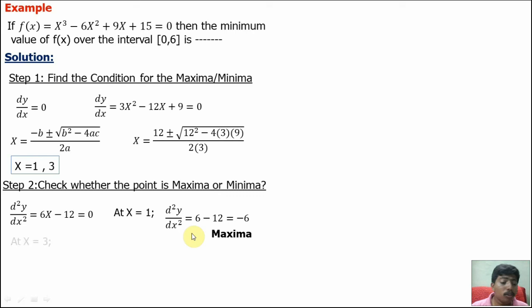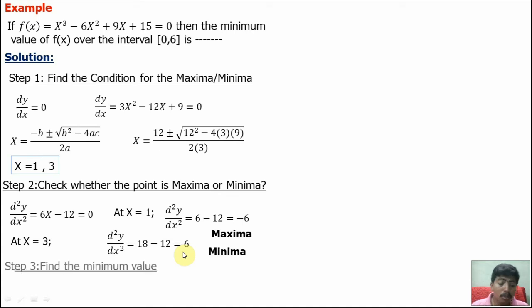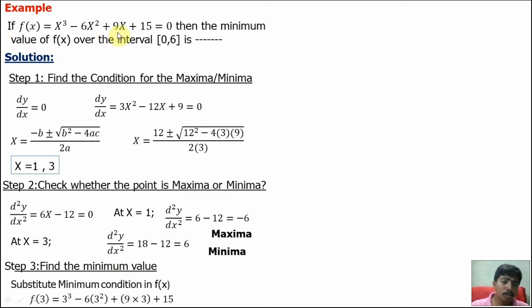Now check at x equal to 3. At x equal to 3, the second derivative value is 6 into 3, 18 minus 12, 6, a positive value. So it's a minimum value. At x equal to 3, the function has a minimum value. This is the condition, but we have to find the minimum value of the function. So substitute this minimum condition in this equation, and we will get the minimum value. f of 3 is equal to 3 cube minus 6 x square plus 9 into 3 plus 15. The value will be 15. So the minimum value is 15. The condition for the minima is x equal to 3. Okay, this is the answer.